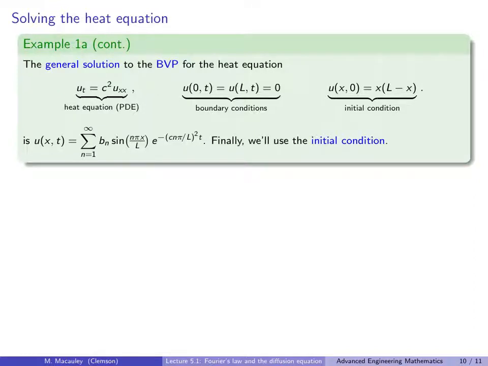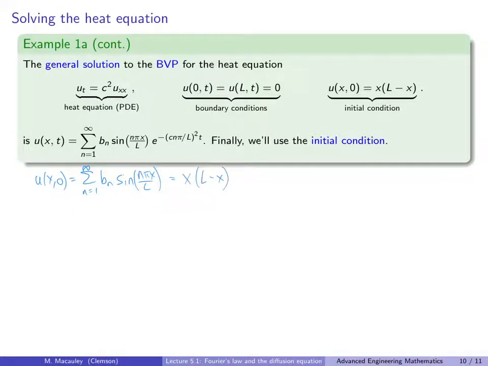Now we're going to use the one thing that we haven't done yet, and that's use the initial condition. And we're going to do this just like we always do it. We plug in 0 to our general solution, set it equal to the initial condition, and solve for the coefficients. Okay, let's do it. So let's take u of x and 0, so t equals 0, and look what we get. We get the sum from n equals 1 to infinity, B_n sine of n pi x over L times e to the 0, which is 1.